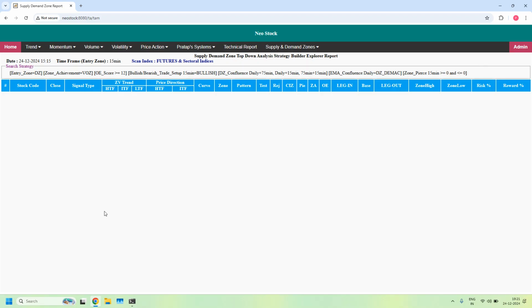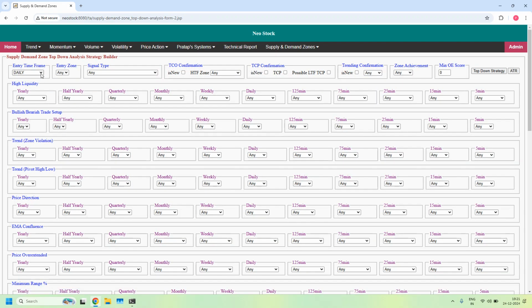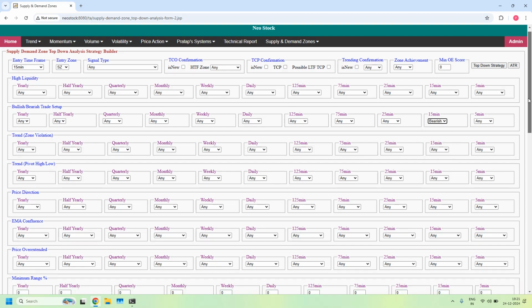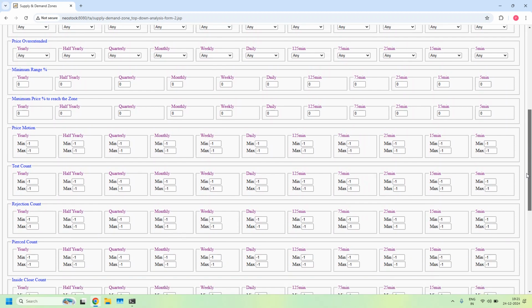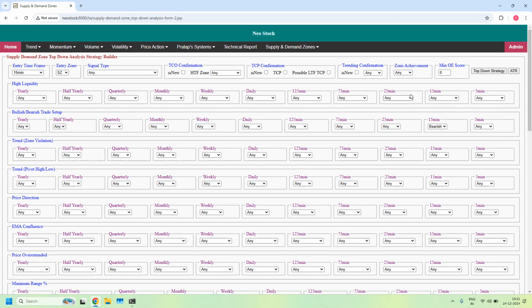No issues. Okay, next, bearish trade setup for daily income trade. Entry time frame 15 minutes, entry zone supply zone. Bullish or bearish trade setup at 15 minutes time frame: I am selecting bearish. This 15 minute supply zone should not be pierced. So in the pierced count at 15 minutes time frame, I am setting minimum value 0, maximum value 0. Zone achievement violated opposing zone. Minimum odd enhancer score 12.